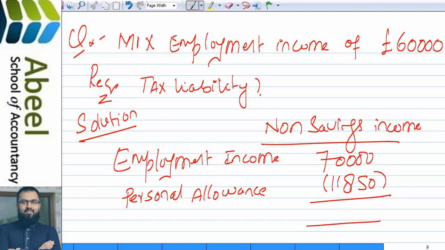So let us deduct 70,000 minus 11,850. The answer comes to 58,150. What is the name of this answer? This is the taxable income.